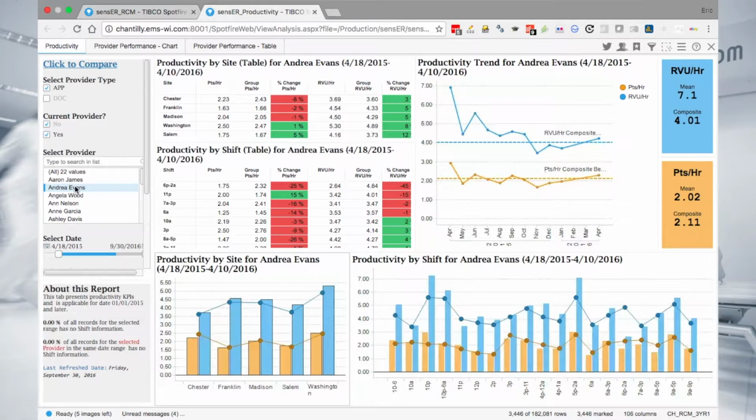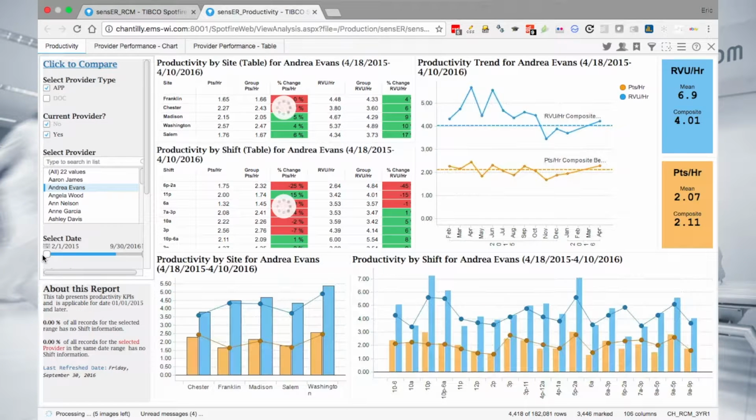So let's take a deeper look into the productivity tab and see how we can help you provide a fair basis of comparison for the productivity of different providers in your group. As you can see, the filters on the left allow you to pick a particular provider type. In this case, we have APPs chosen. A list of all the 23 APPs in our group shows up, and here we chose Andrea Evans.